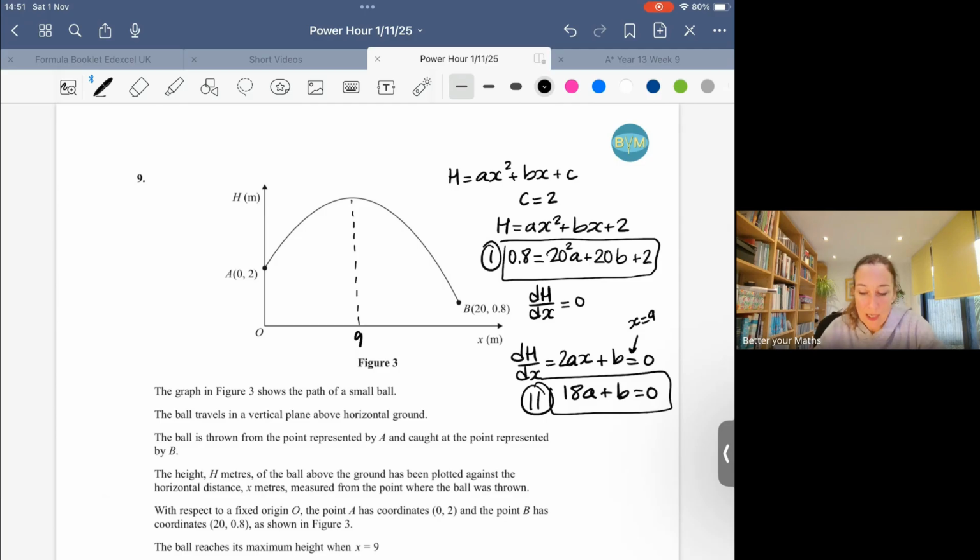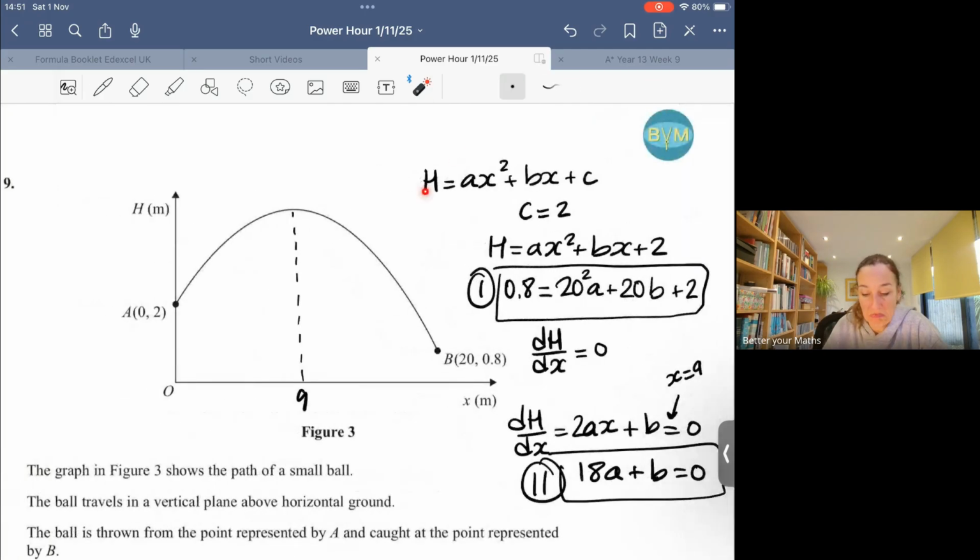So I'm going to write my equation in a generic way. With the y-intercept, I am able to find the c. Then I'm going to substitute this point, the y by 0.8, the x by 20. I have one equation. I can simplify it, but I have one equation. And now, because this is a maximum, I know that the derivative is going to be 0 when x is 9. So I differentiate, substitute the x by 9, and make this equal to 0. And now I solve simultaneous equations.